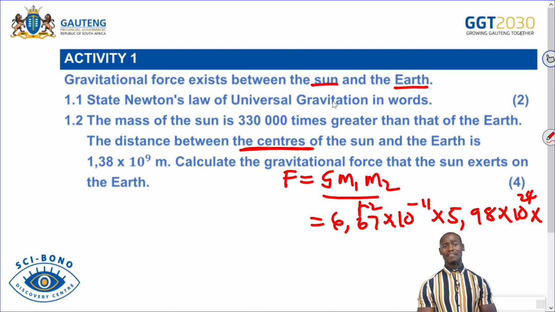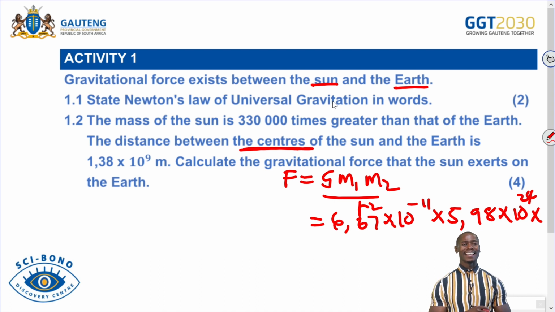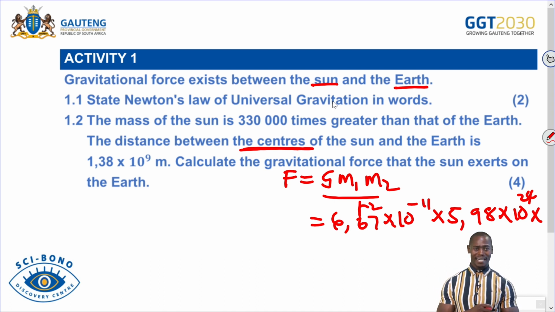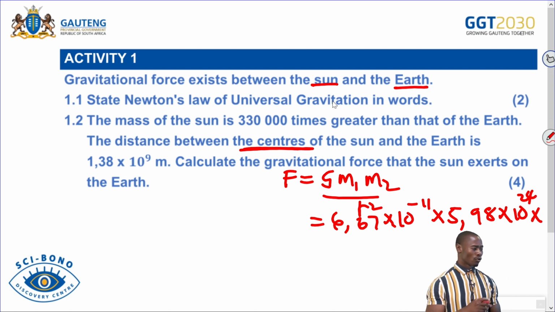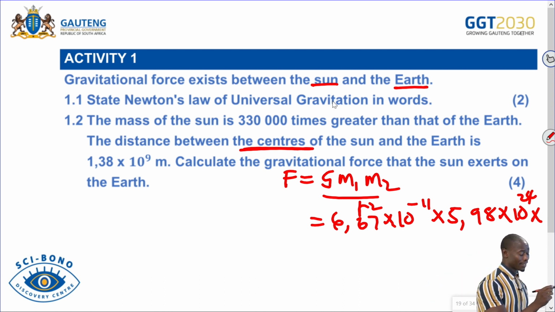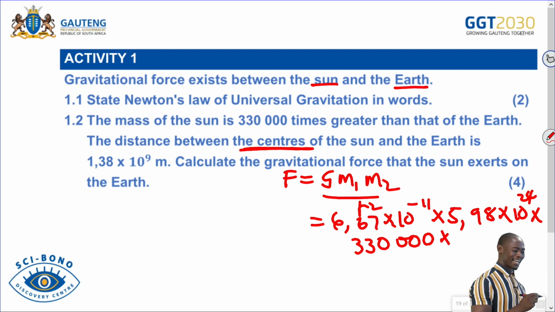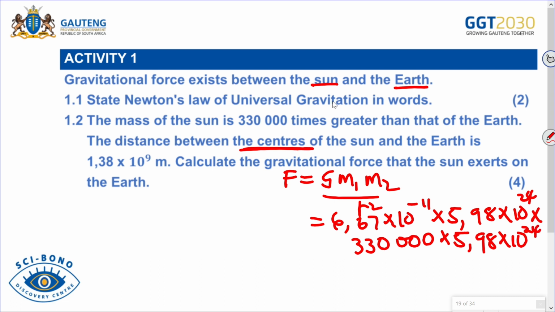What are they saying here? Are we given the mass of the sun? They are saying the mass of the sun is 330,000 times greater than that of the earth. So which means that here the mass of the sun will be 330,000 times greater. So we multiply this 330,000 by 5.98 times 10 to the power 24. So this is going to give us the mass of the sun.